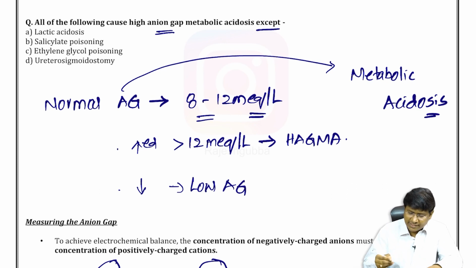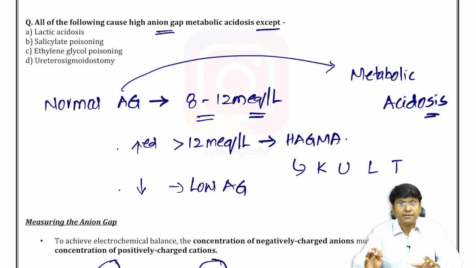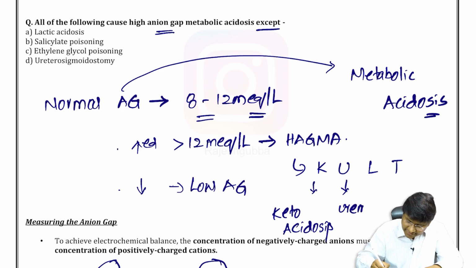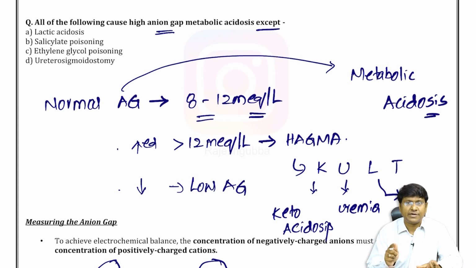So, what are the causes for the high anion gap metabolic acidosis? Please remember the mnemonic as the MUDPILES. These are the causes for high anion gap metabolic acidosis, out of which K stands for diabetic ketoacidosis or ketoacidosis. Then U stands for uremia, that is in renal failure, to end stage renal failure, I mean to say.